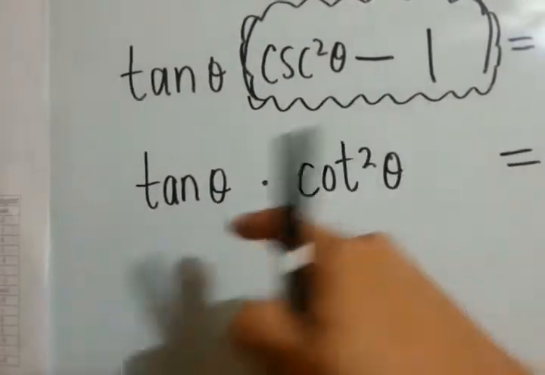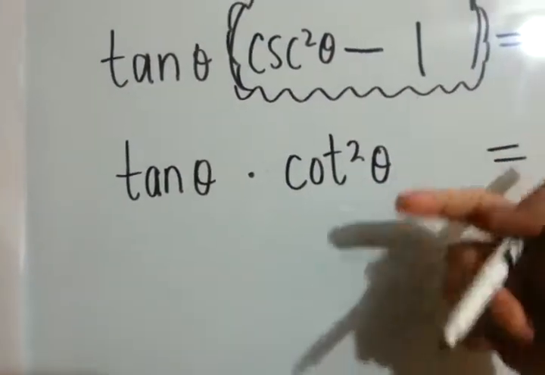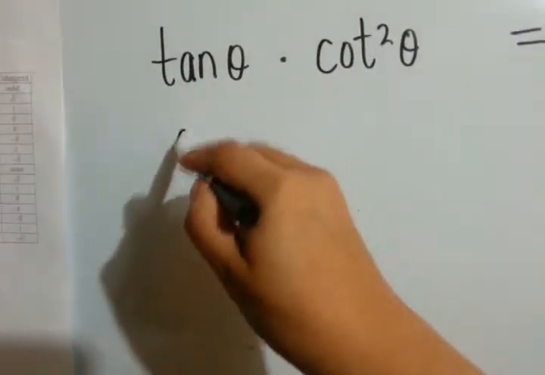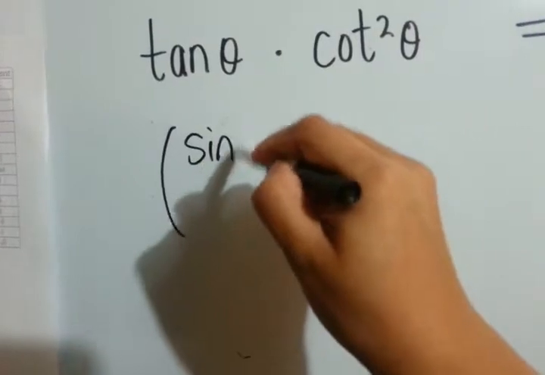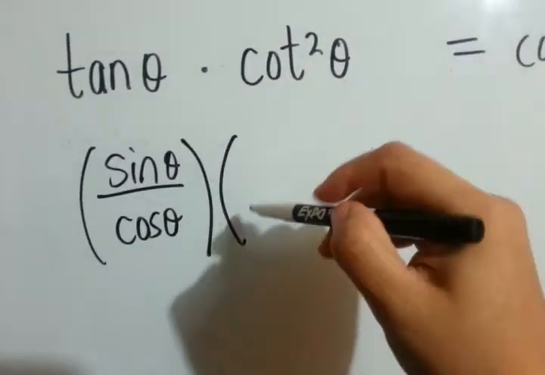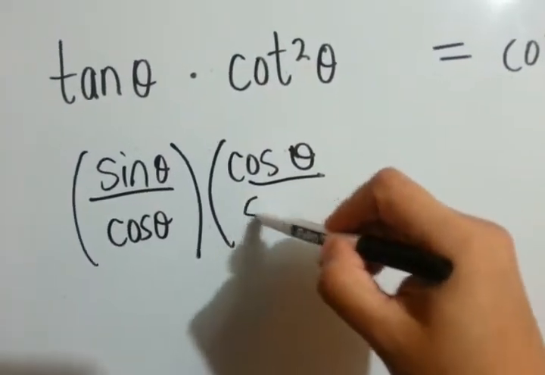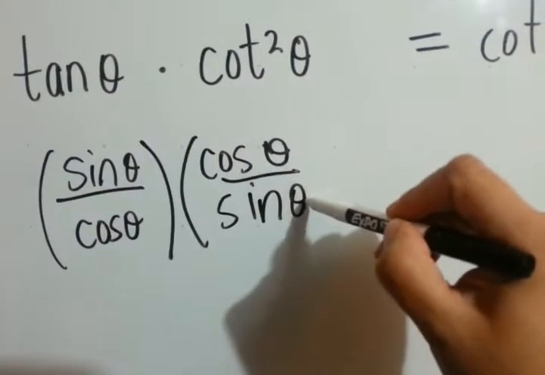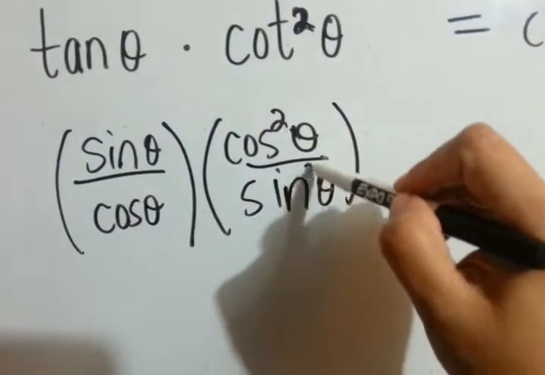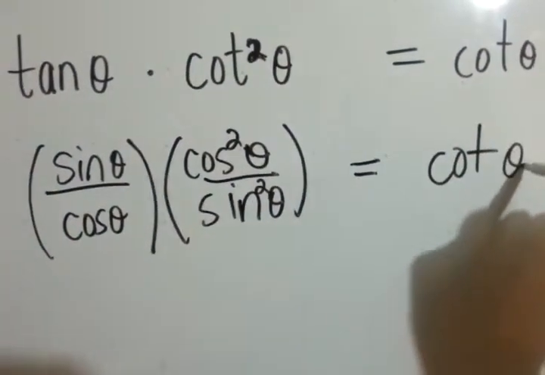So what do we do? Well, you go to sines and cosines, always. Or you can do 1 over tangent squared x. Sines and cosines works just fine as well. So we'll do that. Tangent is sine theta over cosine theta. Cotangent squared theta is cosine theta over sine theta, but it's squared, so this is squared and that's squared, and we're trying to equal this to cotangent theta.